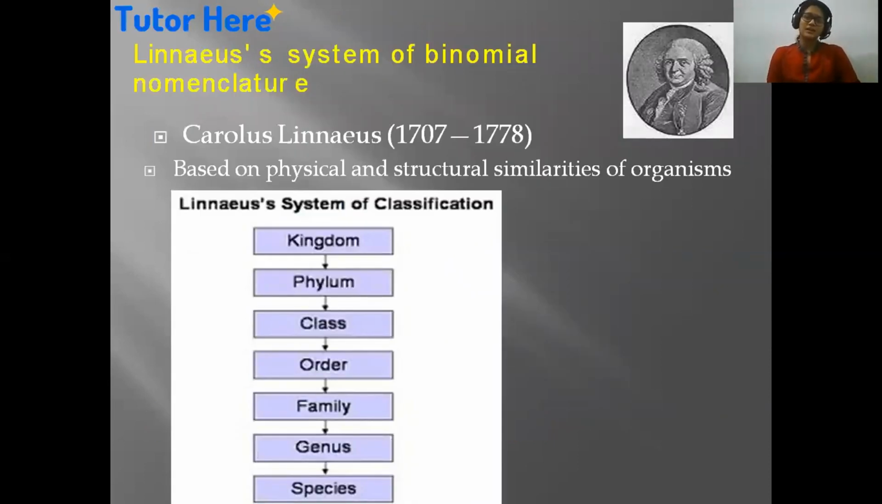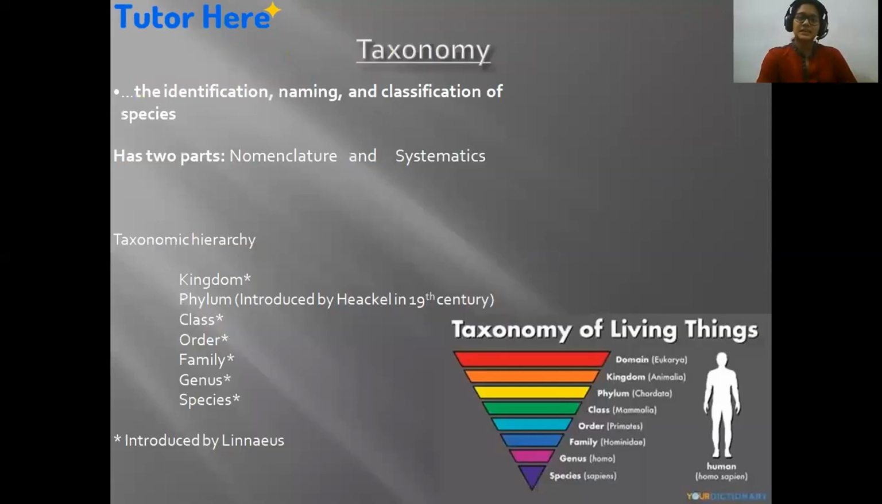Then came Carl Linnaeus. He was known as the father of classification because he differentiated the biological system on the basis of physical and structural similarities. So he classified into 7 levels, that is kingdom, phylum, class, order, family, genus, and species.